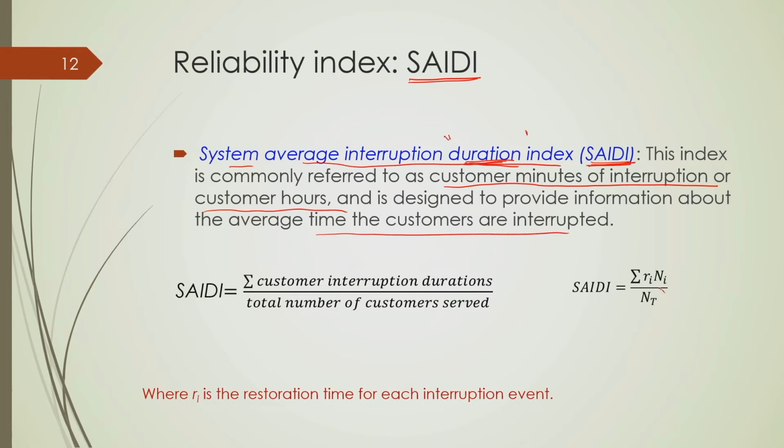to the total number of customers served. So the denominator is the same as that of the previous index, SAIFI, but the numerator is different: the numerator gives the total customer interruption duration. So this index gives that much duration, that many minutes, per individual customer.